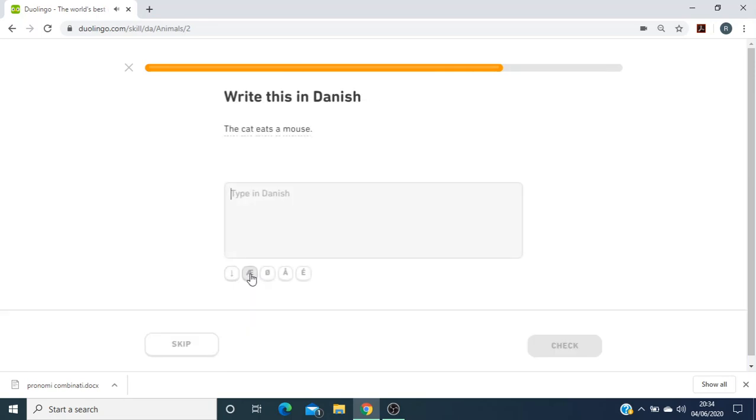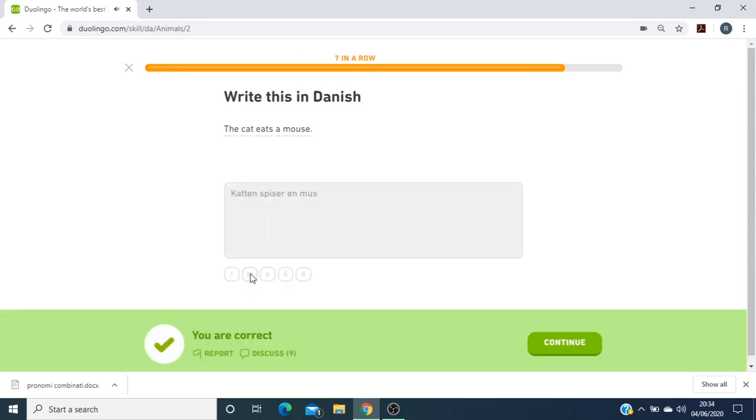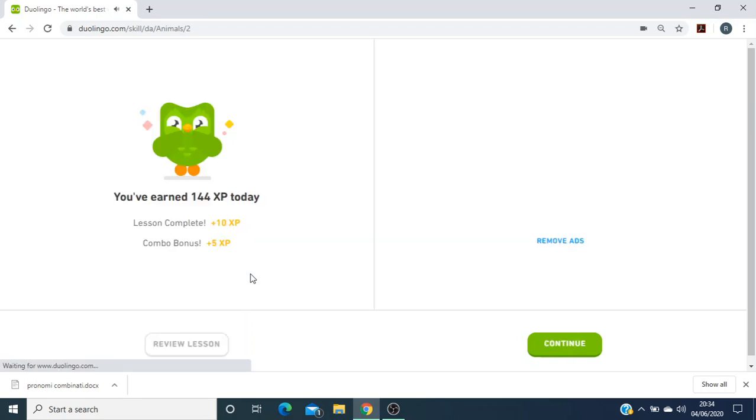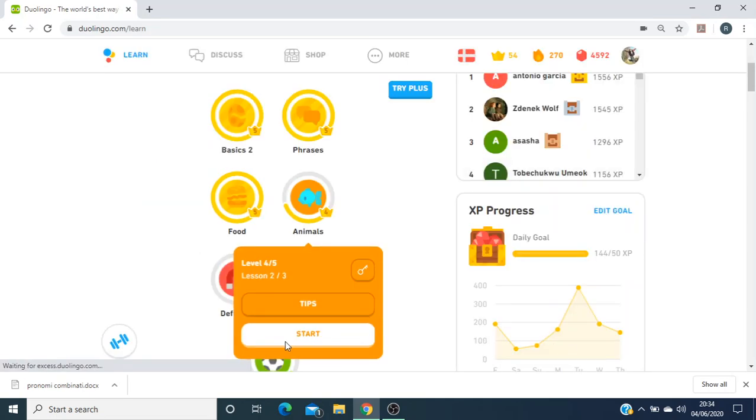The cat eats a mouse. So remember, the cat is katten, and we have to put 2 T's there. Katten spiser en mus. Har du et dyr? So dyr is just an animal. So that's do you have an animal? There we go. So that's it for lesson 2. Oh, excuse me. So on to lesson 3 now.